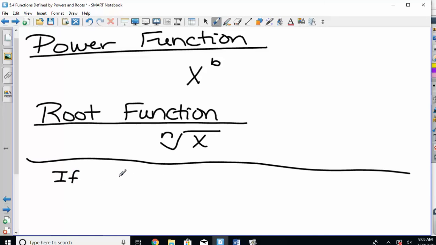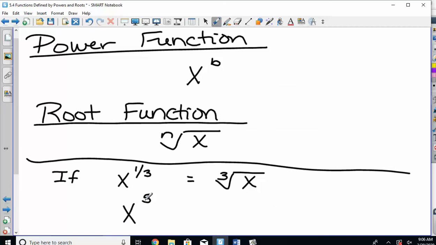If, for instance, you had x to the 1/3 power. Okay, that's a power function, but how could you rewrite a 1/3 power? Yeah, so your 3 goes on the outside, it's called your index, or it's telling you you have a cube root of x. So there are some power functions that can be written as a root. In general, if your power is a fraction, you could write it as a root.